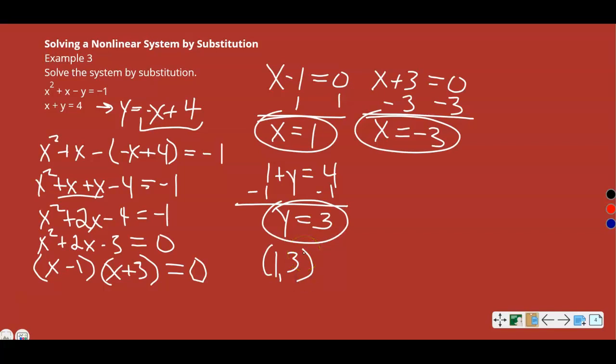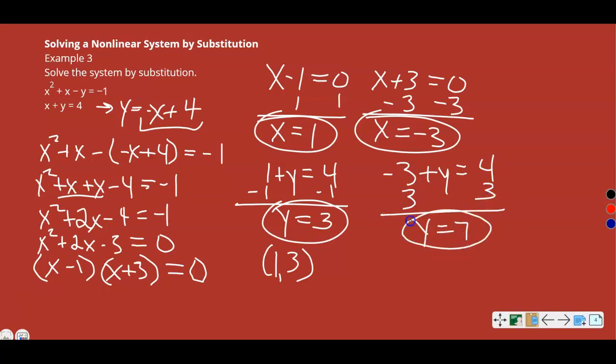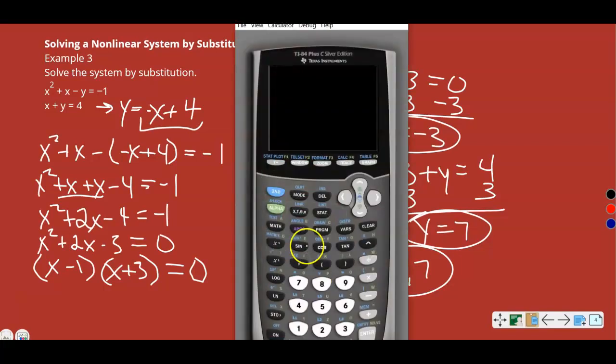And then we're going to plug in -3 as well. So let's do -3 plus y equals 4. Add 3. Y equals 7. So -3, 7 should be another solution. So we can quickly check that by graphing.